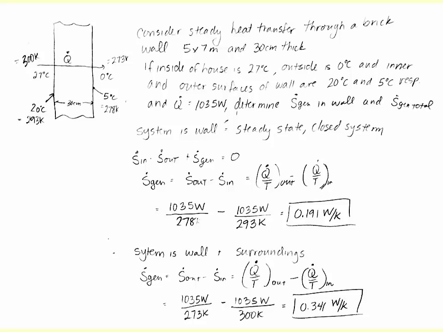So Q out over the temperature of the boundary out is 1035 watts over 278 Kelvin, minus Q in. Q in is 1035 watts divided by the temperature at which the heat comes in. And what temperature is that? 293. So it's the boundary of our wall. So we find that our S dot gen in the wall is equal to 0.191 watts per Kelvin.